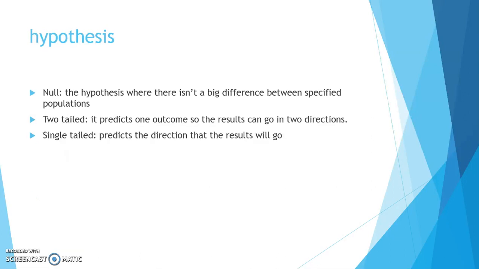There are 3 different types of hypotheses. The null hypothesis is a hypothesis where there isn't a big difference between specified populations. A two-tailed hypothesis is when it predicts one outcome so that the results can go into 2 different directions. A single-tailed hypothesis predicts the direction that the results will go in.